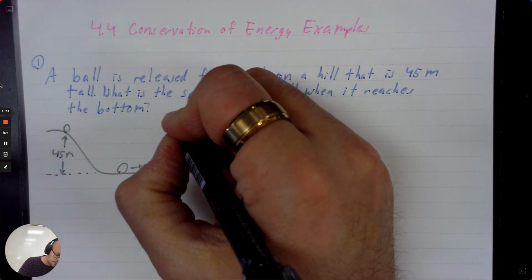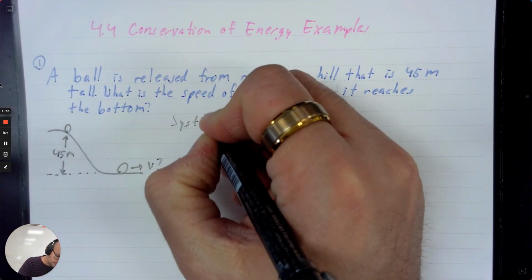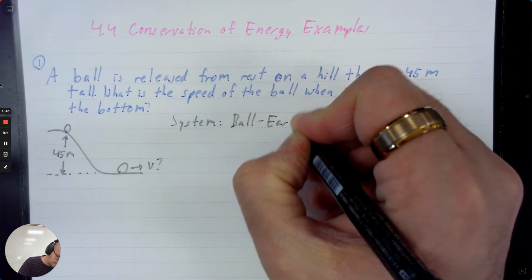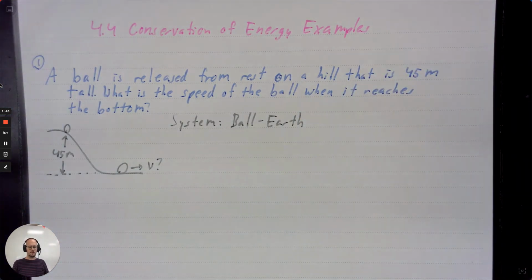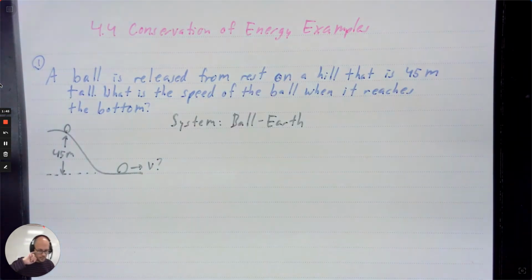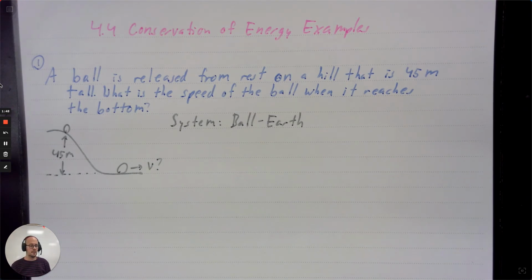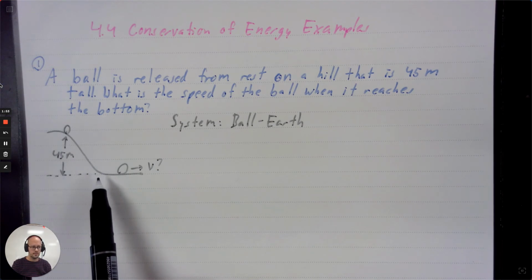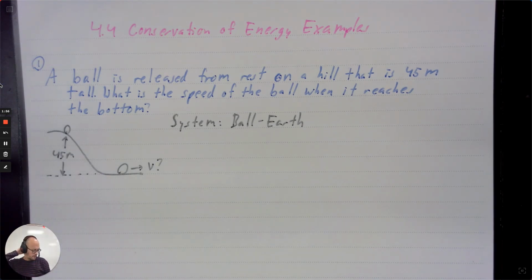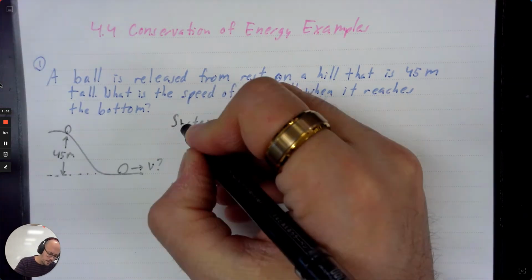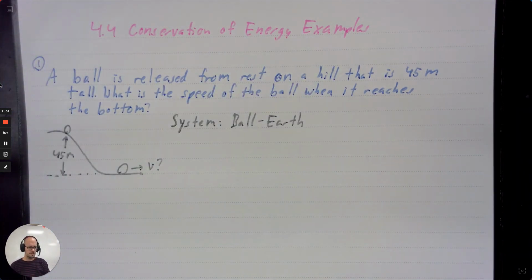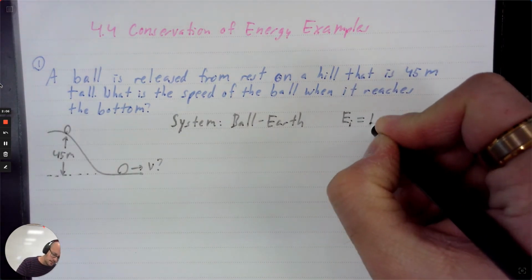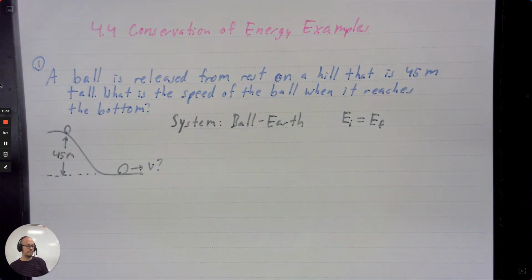So my system is going to be the ball-earth system. And whenever I involve the earth, I'm involving gravitational potential energy as an option. In other words, I know that it's gravity that is going to pull the ball down toward the earth. And so if I include the earth in my system, then I have eliminated gravity as an external force. And so I'm going to be allowed to utilize the conservation of mechanical energy. So that's kind of my first step.